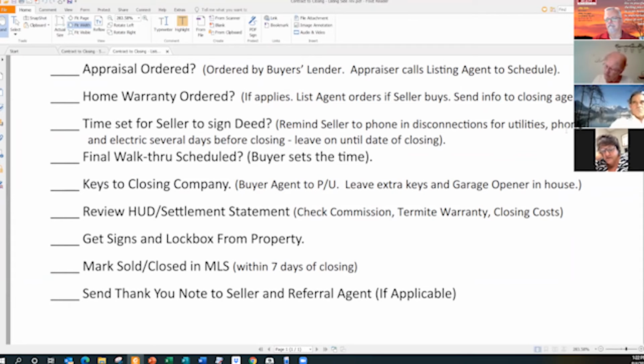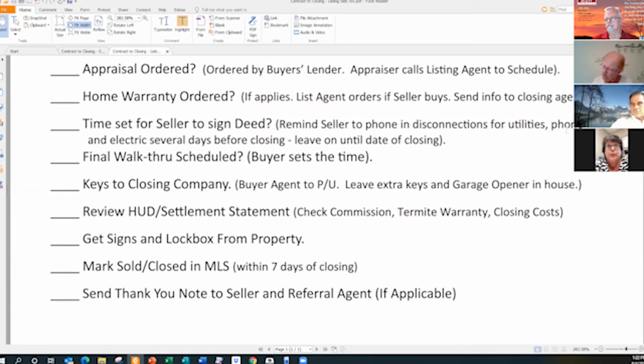Also remind your seller during this time that they need to put in phone calls to have their utilities disconnected, because the buyer can't usually get their service connected till the seller's made a call first, but they do need to leave them on through the date of closing. And of course, if it's a weekend or something like that, you may have to play with the dates a little bit, but definitely leave it on through closing.